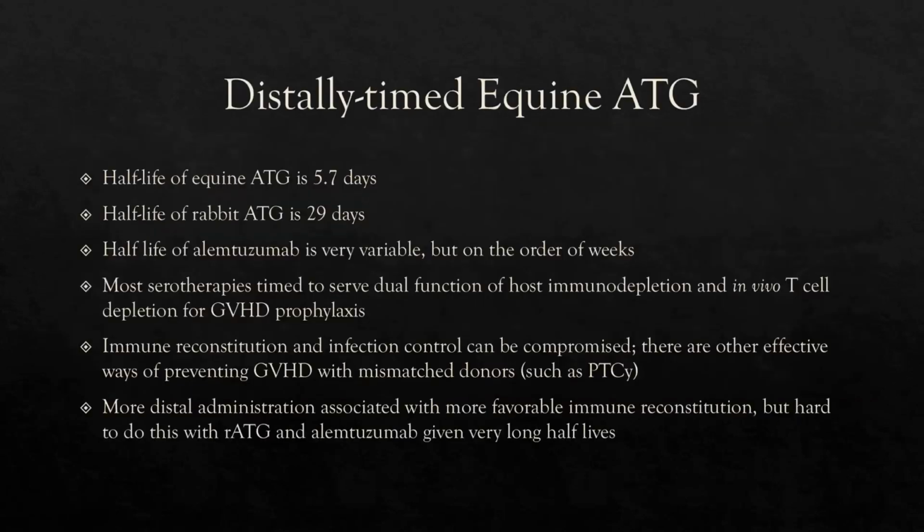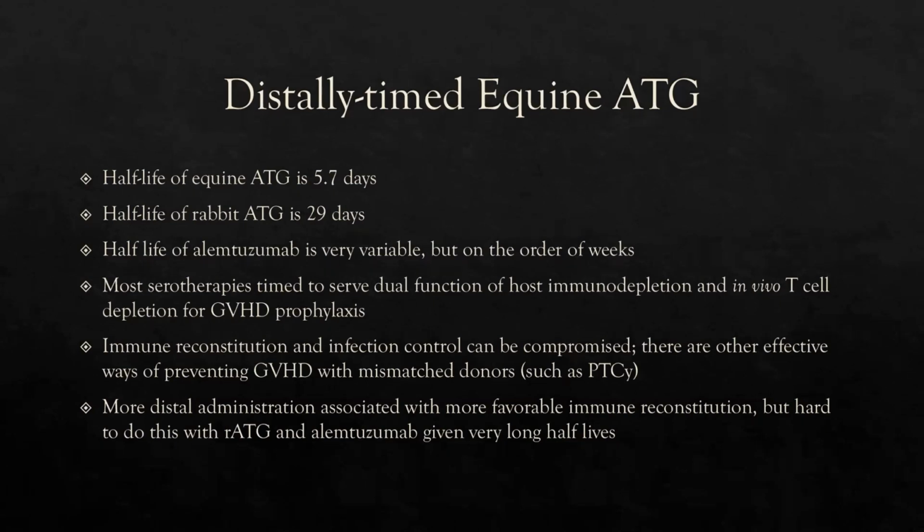So as far as the timing and choice of equine ATG, equine ATG has a relatively short half-life of about 6 days compared to rabbit ATG and alemtuzumab. And as you all know, in transplant, serotherapy is often timed to serve a dual function where it acts to lymphodeplete the host, but also in vivo T cell deplete the graft for GVHD prophylaxis. But we were really happy with our immune reconstitution and GVHD prevention with our PTCy-based approach and really didn't want to mess with that aspect of it.